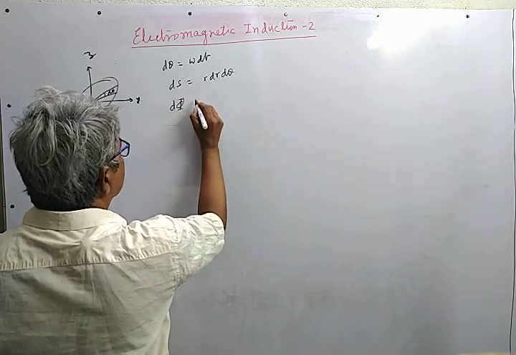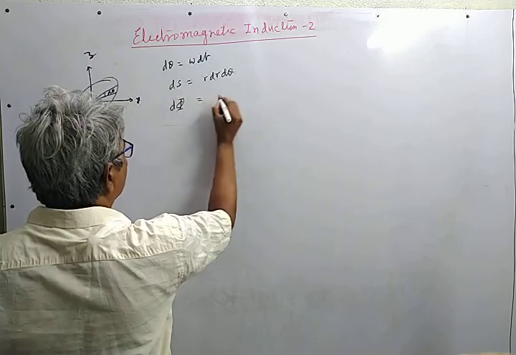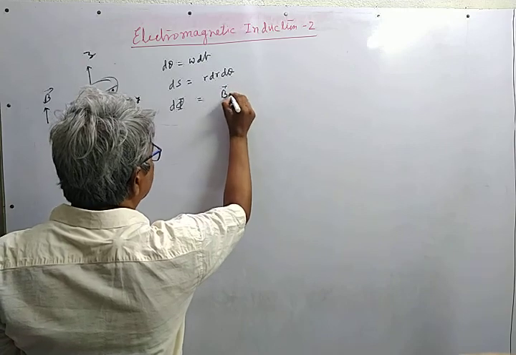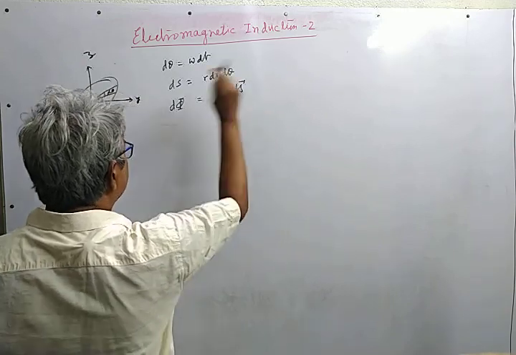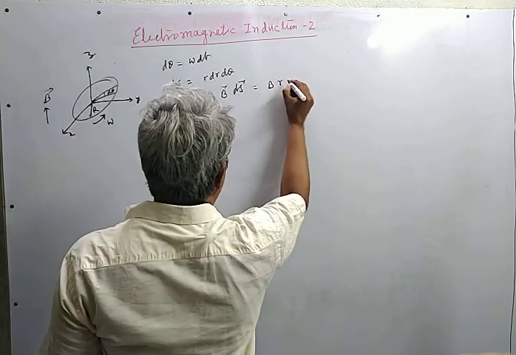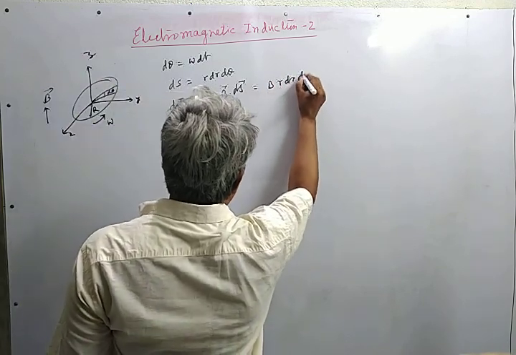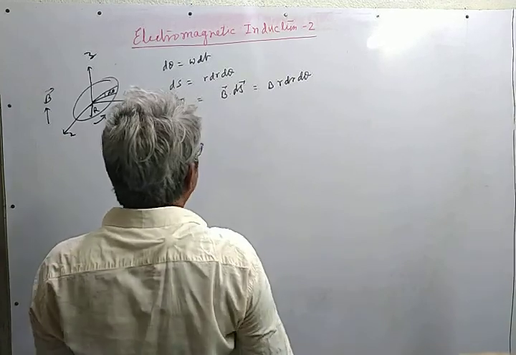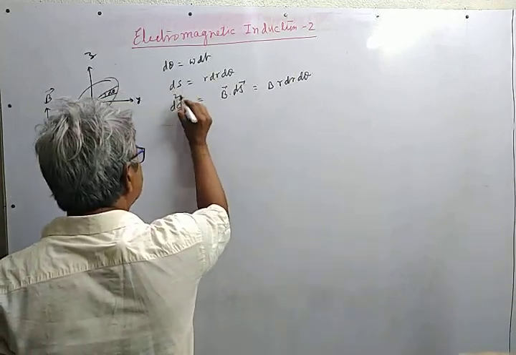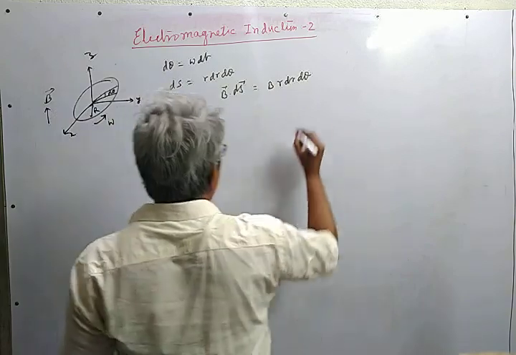So the flux linked with it, d phi, is equal to B dot ds, where B and ds are in the same direction. So this is B r dr d theta, and d theta is equal to omega dt. So this is a double differential, so we write this.